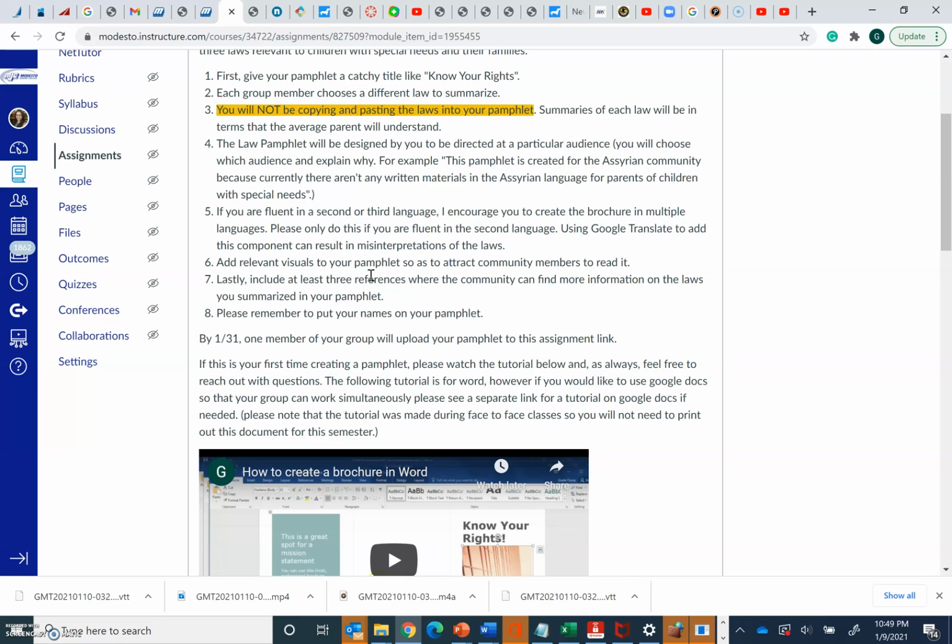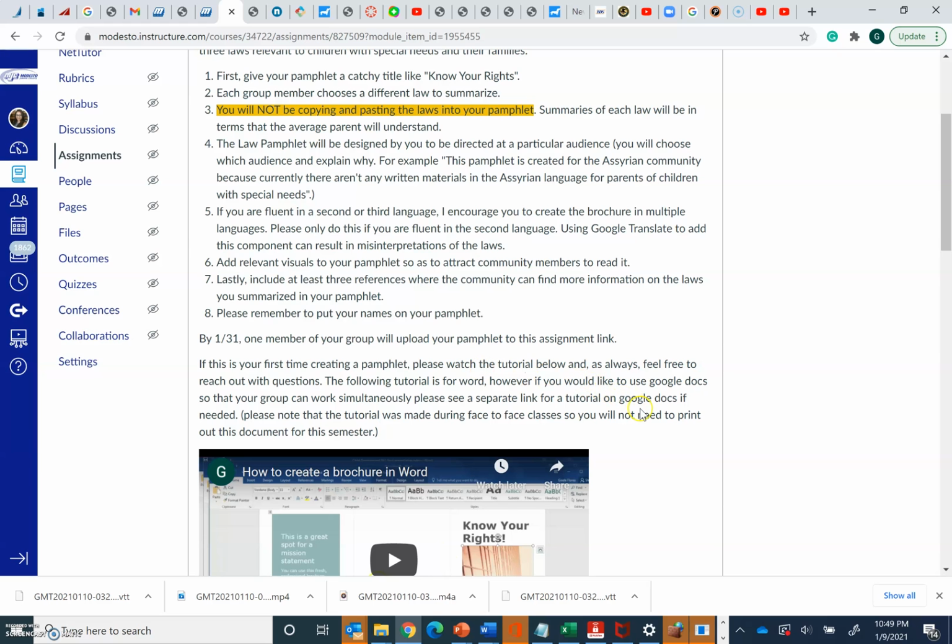And then by Sunday, the 31st of January, one person is going to upload this document. It could be any person within your group, but I only need one person to upload it, and then it shows as an upload for everyone in the group.